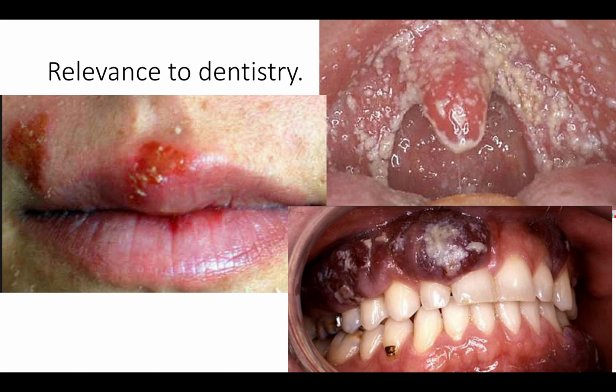Overall, CD8 cells play a big role in the protection against intracellular diseases, many of which find entry through the oral cavity. As a dentist, it is vital to understand about immunology so that the best treatment and explanations can be given to the patients.